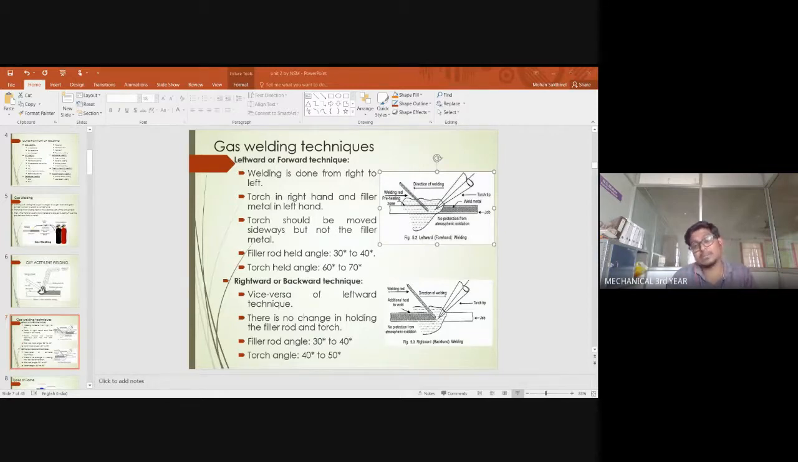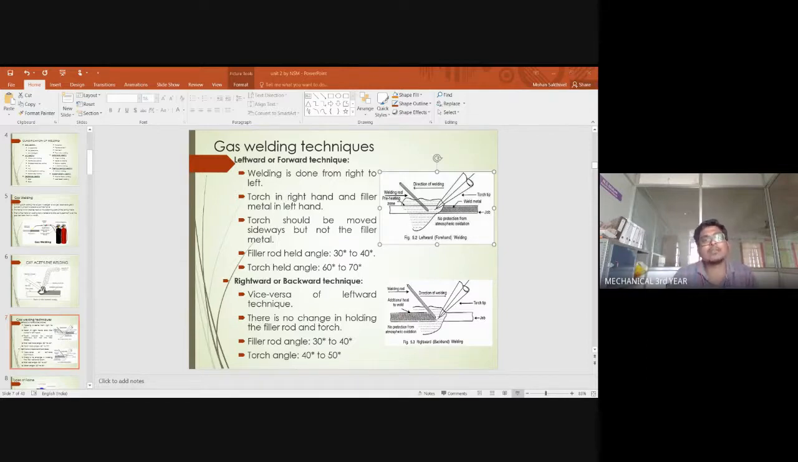Okay, the welding starts from right to left, and you can see some points given over here. This is the torch we have, and we have a weld metal here, with no protection from atmospheric oxidation. The oxidation reaction results in the formation of pores that cannot be eliminated in the case of the leftward or forward welding process. Okay, so let us discuss the points here.